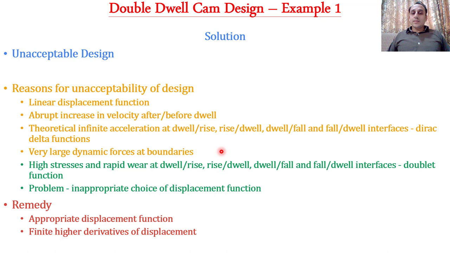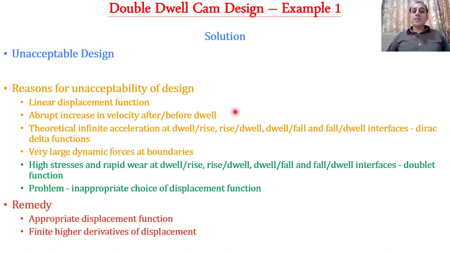So the first verdict is whether the design is acceptable or not. This is not acceptable. Why is this not acceptable? If you look at it, we are achieving the extreme positions of the follower, from 0 to 1 inch, and then there's a dwell, then from 1 inch to 0 inch, and then there's a dwell. But why is this not acceptable? These are the reasons. Number one, which mathematical function did we use? We used the most simple one, which is the linear displacement function.